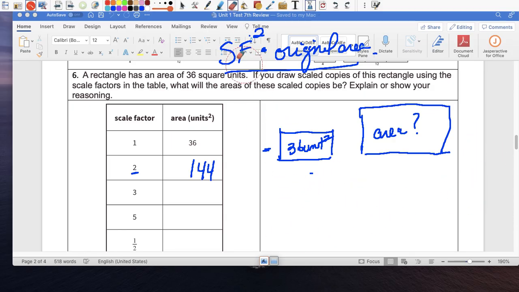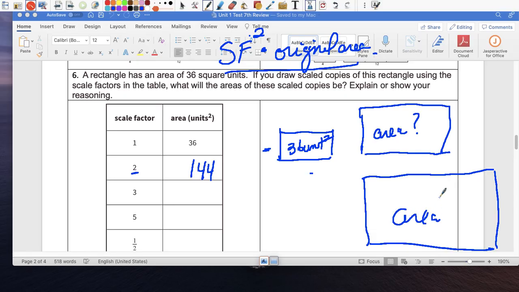Repeat the process. What if the scale factor was 3? Now this rectangle is 3 times bigger. What's the area inside when the scale factor used was 3? Well, take 3 to the second power. I'm going to multiply by the original area, which is 36. 3 to the second power is 9. And 9 times 36 is a number that I don't know offhand. 324.